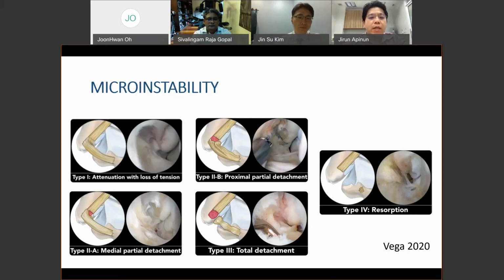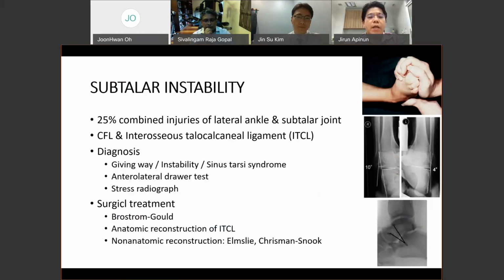Okay, they divided micro instability into many types according to the morphology of the ATFL pathology, which may lead to different treatment. Okay, next slide, please. The subtalar instability is the other one that we need to identify, because 25% of lateral ankle instability has subtalar joint instability in combination as well.